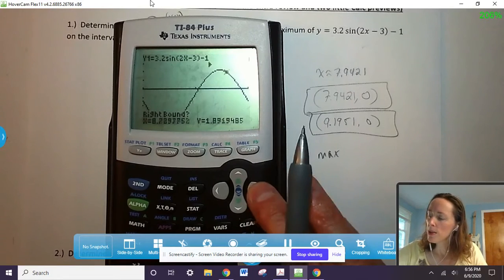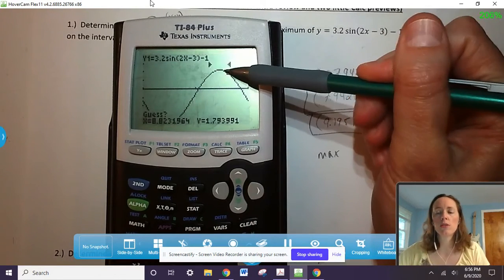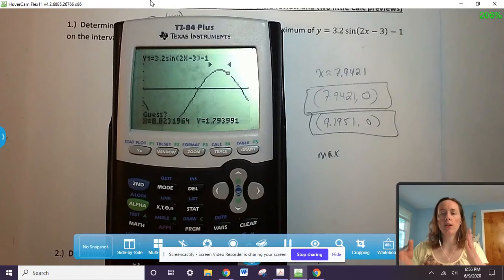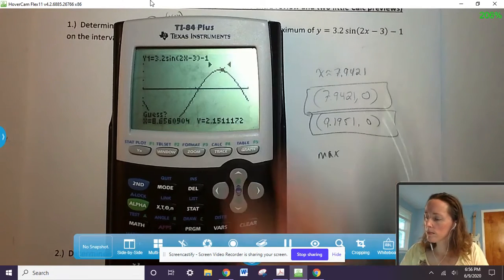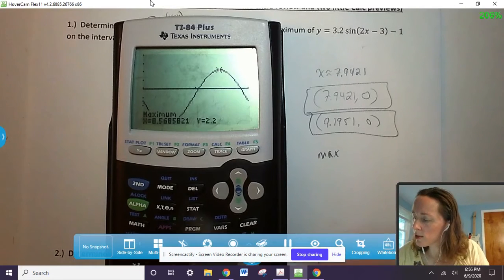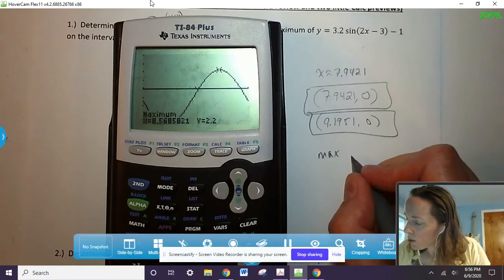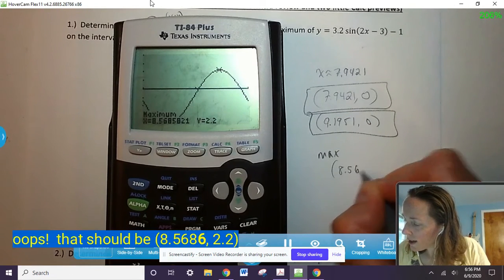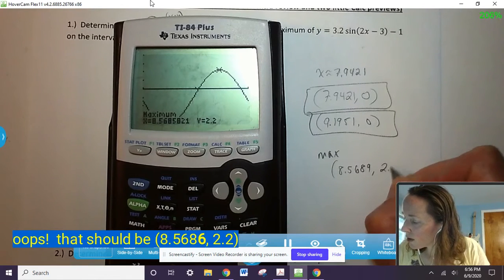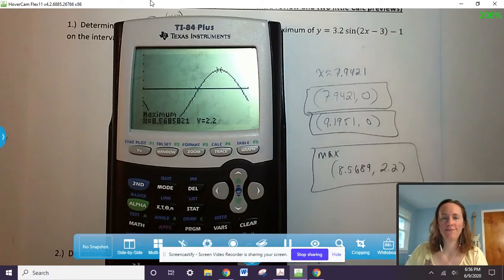The calculator is going to put these little markers here to acknowledge that we told the calculator our max is between those. When we go and take our guess, we end up with this as our maximum. So that's 8.5689, and that's our max.